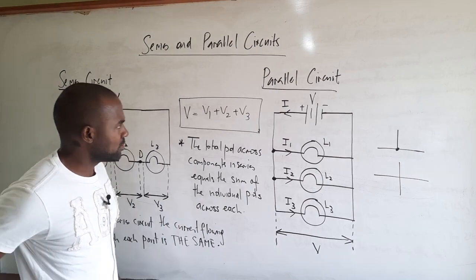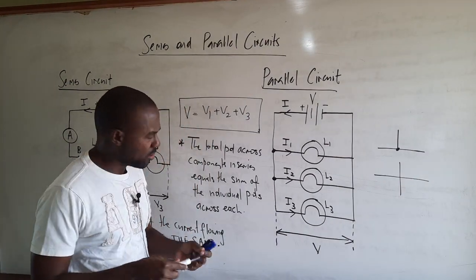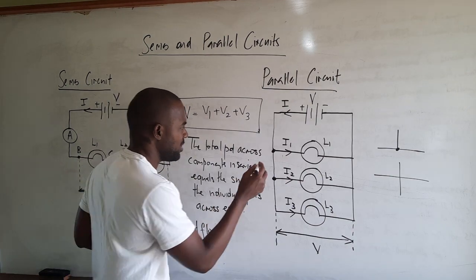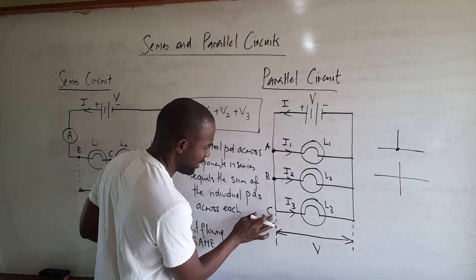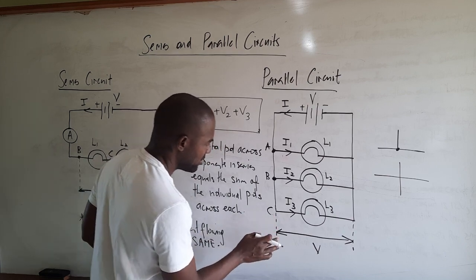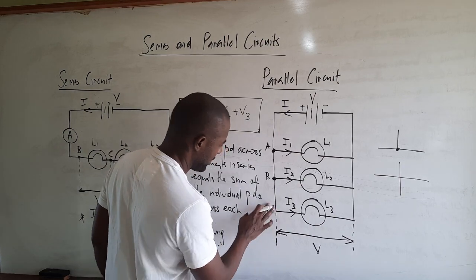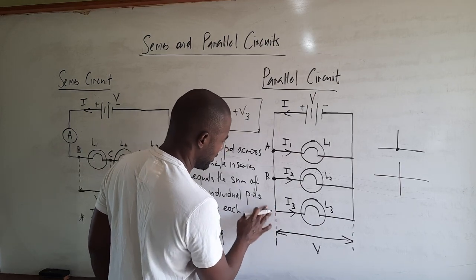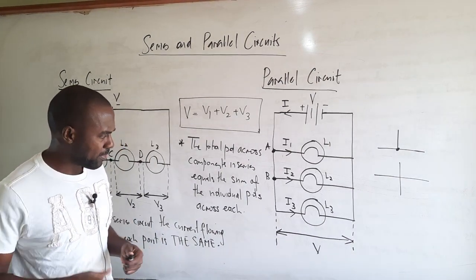Right, so let's proceed. Let's label our junctions. Let's call this junction A, junction B, and this won't be a junction, but let's call this point C. Anyways, right, let's just put a junction here. Yeah. So let's analyze what is happening, right?